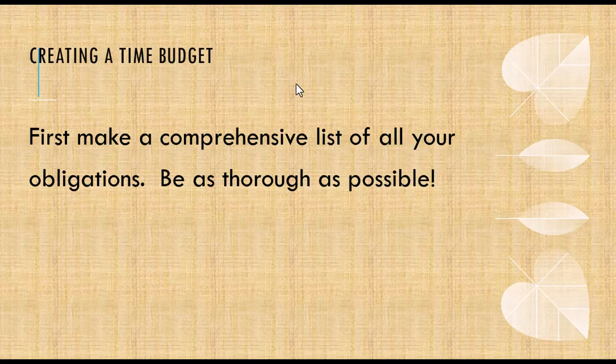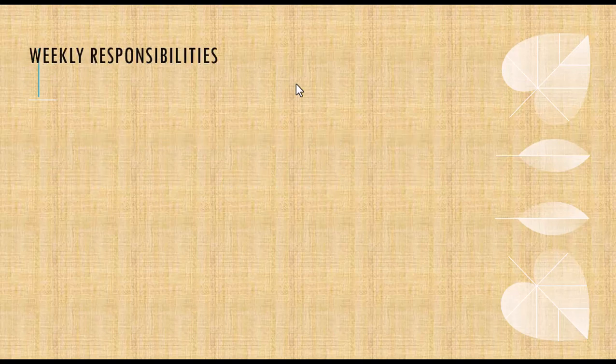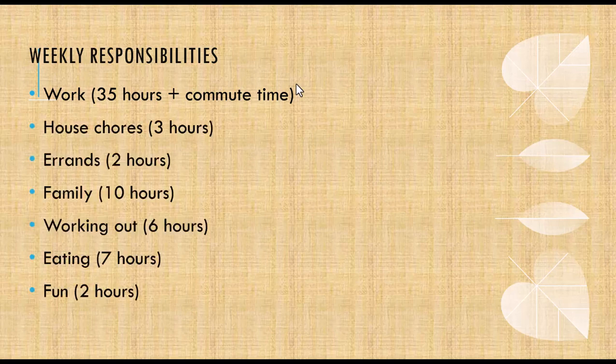The first step to creating a time budget is to list all of your obligations. This is similar to if you're creating a financial budget, you would list all of your expenses. You want to be as thorough as possible. So here's a very brief example of my weekly responsibilities. As you can see, I have work, chores, errands, family, working out, eating, fun, and rest.